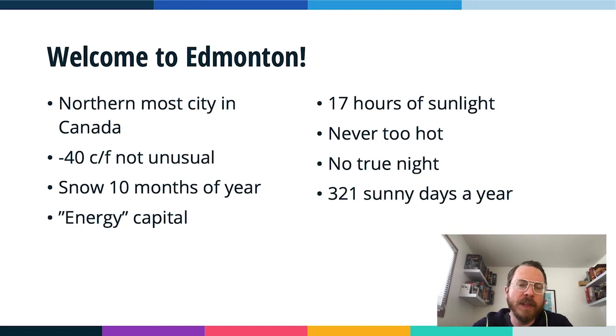One thing that surprises a lot of people is that we have 321 sunny days a year, making it one of the sunniest places in North America, which is crazy because most people don't think of a cold place being sunny, but it's certainly possible here. And because of our northern location, we have a low solar angle as well, which will come into play a little bit later.